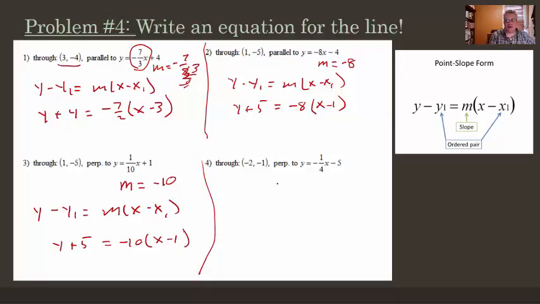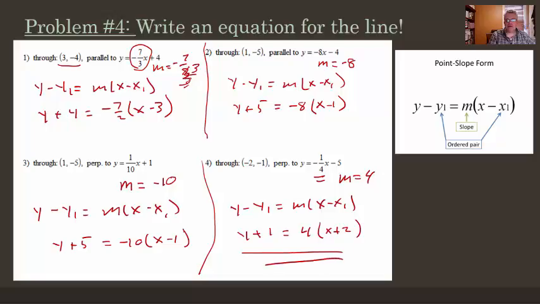Finished. Okay. Last one. We want a line through this point perpendicular to this line. That means it has to have opposite reciprocal slope. The opposite would make it positive. The reciprocal would be 4/1, or just 4. So y minus y1 equals m times x minus x1. So y minus y1 would be y minus a negative 1, which is plus 1. So it's 4 times x minus x1, which would be x minus a negative 2, the same as plus 2. And there's our equation.